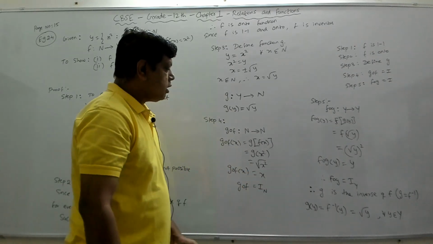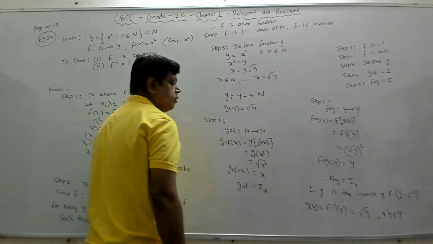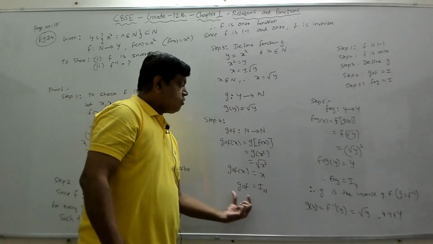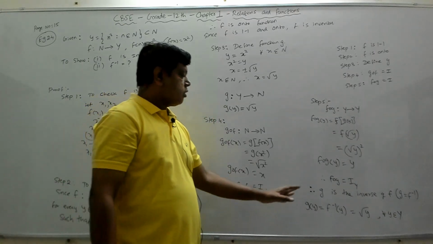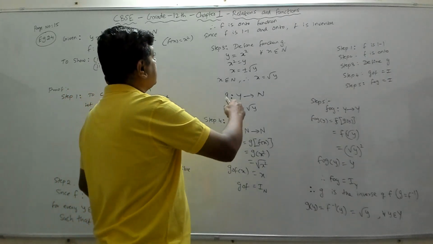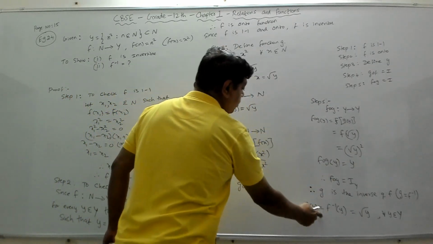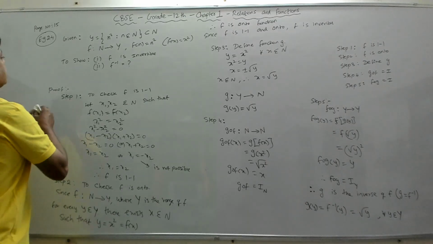When can we prove g is an inverse of f? Whenever we have g of f equal to I N and f of g equal to I N. Both g of f and f of g are becoming identity functions, then g is the inverse of f and this is the inverse function. So we showed that it is invertible and we have also found the inverse of f. All of you can pause the video and take the notes. I'll go to the next example, which is example 25, which is very important.